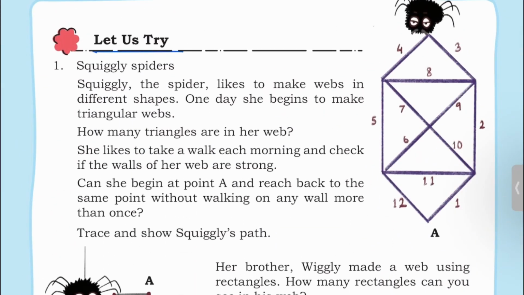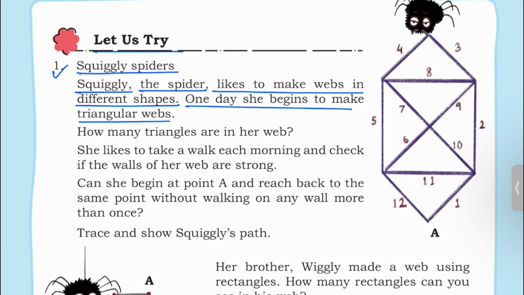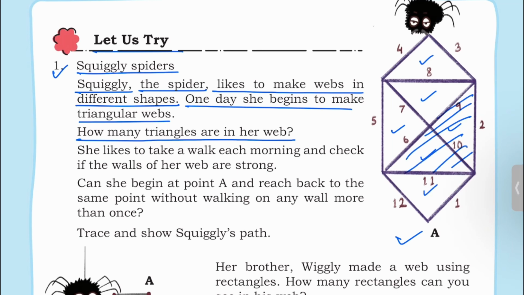Let us try. 1. Squiggly spider. Squiggly the spider likes to make webs in different shapes. One day she begins to make triangular webs like this. How many triangles are in her web? 1, 2, 3, 4, 5, 6. Then 7, 8, 9, 10. 10 triangles.